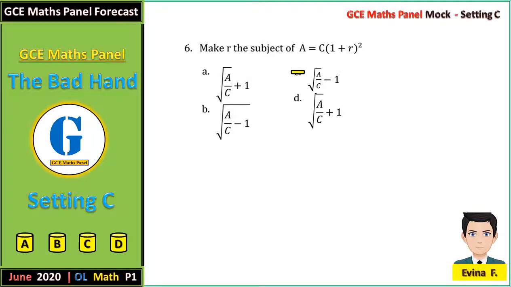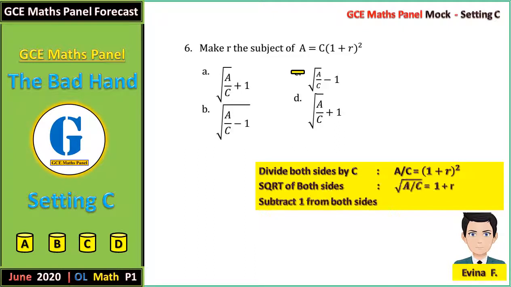Question 6, make R the subject of that formula. Normally, this is a formula that you know for compound interest, and the first thing that disturbs us from having the value here is dividing both sides by C. So we have A on C to be equal to 1 plus R all squared. We take the square root of both sides to be left with 1 plus R equal to root A on C, and when we subtract 1 from both sides, we have our value to be R equals the root of A on C, minus 1.